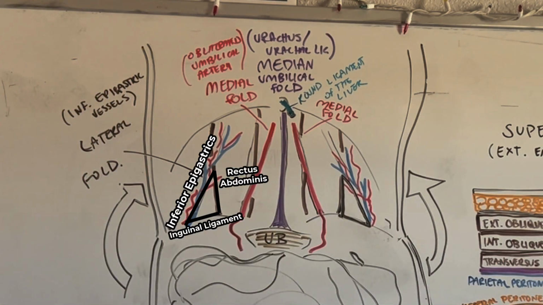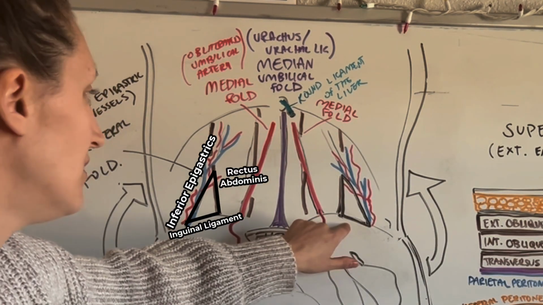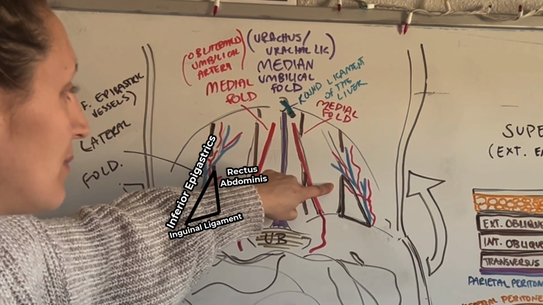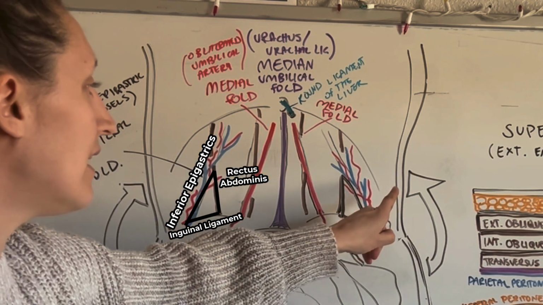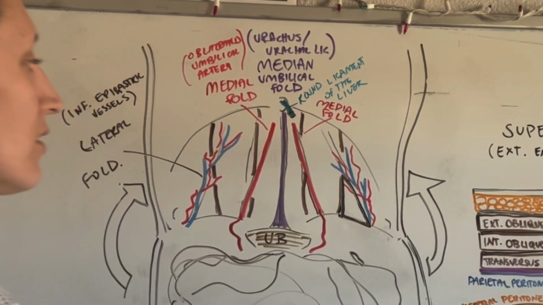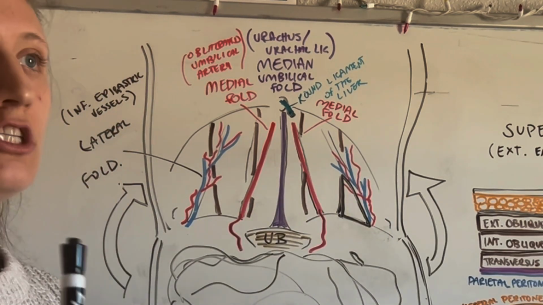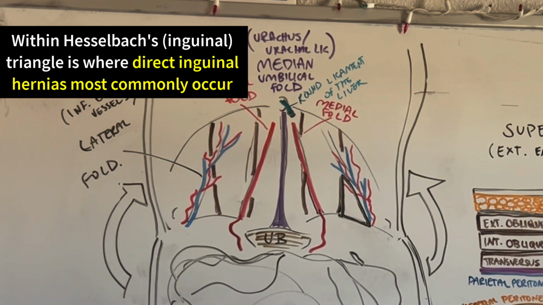So you can see how a triangle is within those three structures. The inguinal ligament, which you won't really be able to see, the lateral aspect of your rectus abdominis muscle, and the inferior epigastric vessel make up this triangle called Hesselbach's triangle, also known as the inguinal triangle. And this triangle is where we tend to have direct hernias. That's really what it is all about.